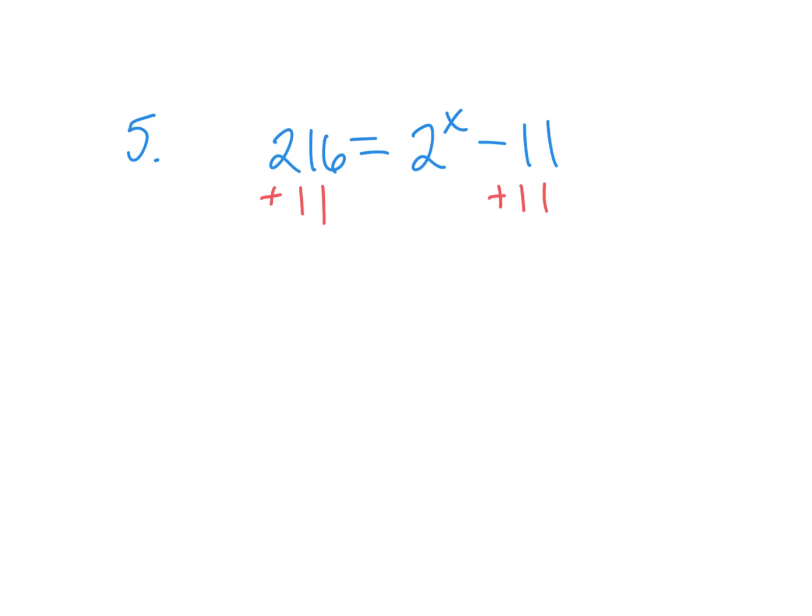What is 216 plus 11? 227 equals 2 to the x. And now can we set up something to solve this? Since it's an exponential, we have to set up its inverse. The inverse of an exponential is a log. Log, yep. So how do we write a log?